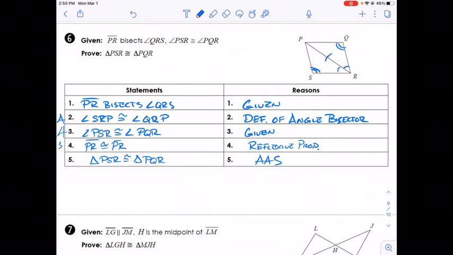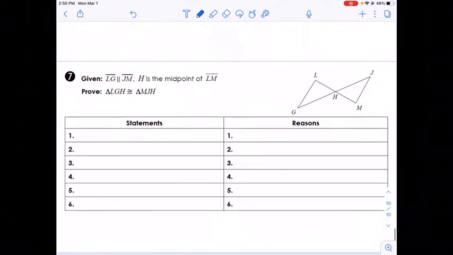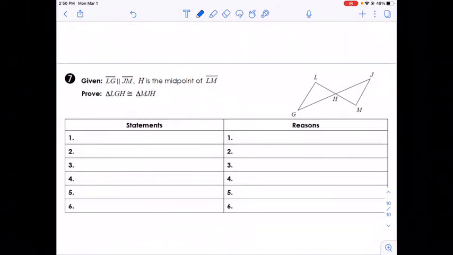All right, so let's take a look at our last problem, number 7. This one says LG is parallel to JM, so let's go ahead and mark that here. LG, put a little arrow here, JM, parallel. Okay, so we're going to write that here, LG parallel to JM.